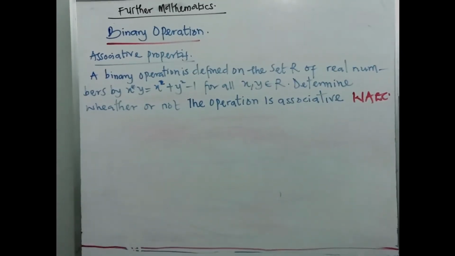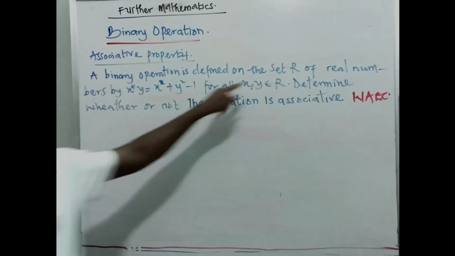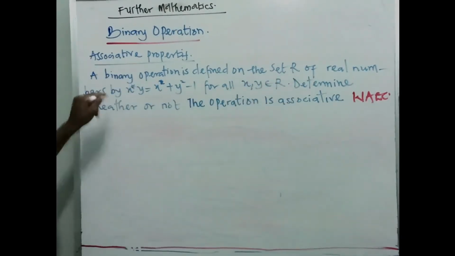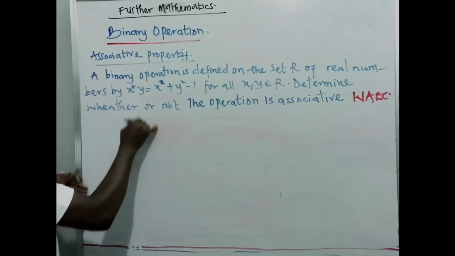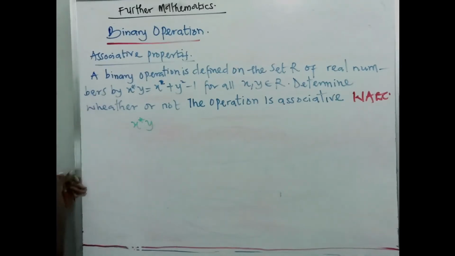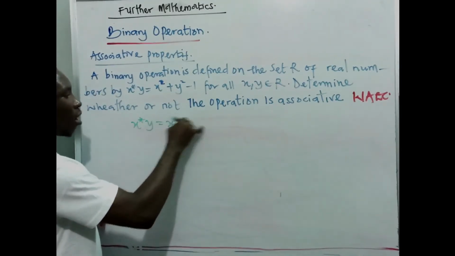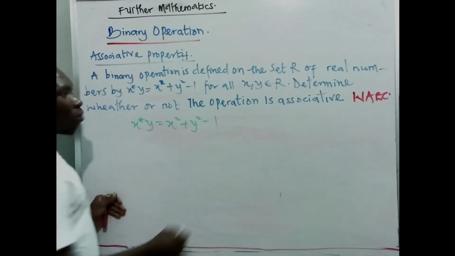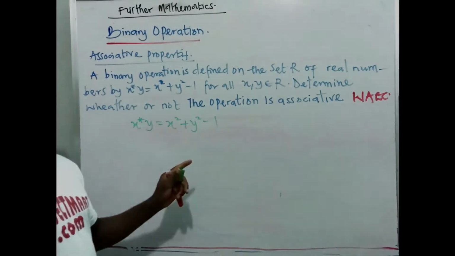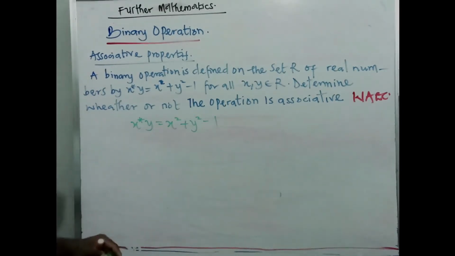Now, pay attention to this question. A binary operation is defined on the set R of real numbers by x asterisk y equals x squared plus y squared minus 1, for all x, y in R. Determine whether or not the operation is associative. Now, how can I determine whether it is associative?